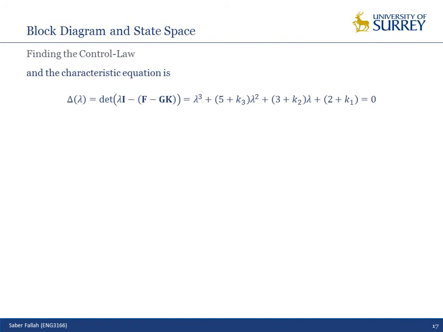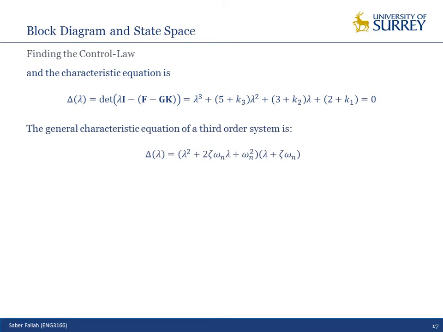To find the characteristic equation, I need to find the eigenvalues of the controlled system. This is the characteristic equation of the controlled system. For the control system, I want to have a damping ratio of 0.8 and a settling time of 1 second. Again, the relations we obtained are for the second order system. Here we have the third order system.